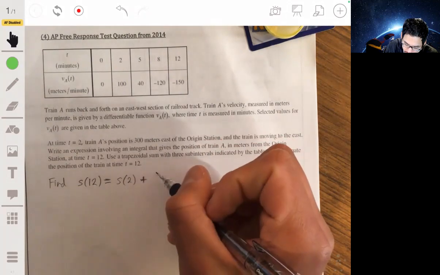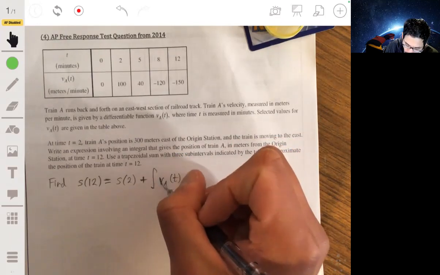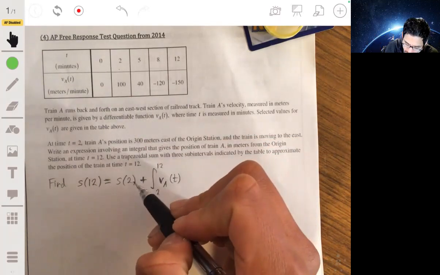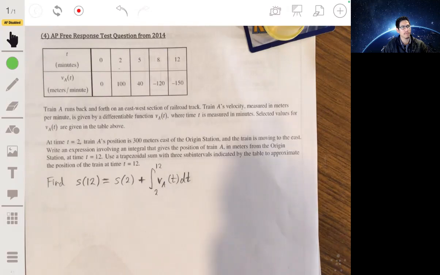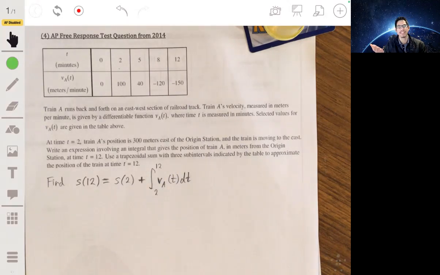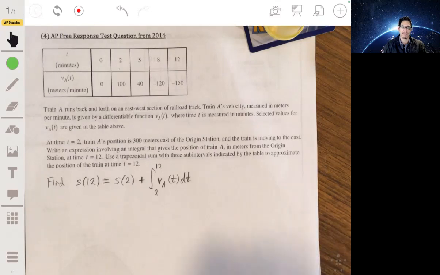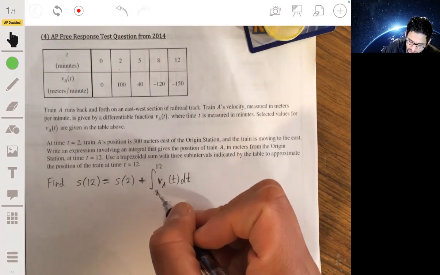We can find this by simply taking the integral of v sub A of t from 2 to 12, dt. You only go from 2 to 12 because we already have the position at time t equals 2. If you integrate the velocity function, that gives you the change in position, or the displacement, of an object, because the antiderivative of velocity is position and the derivative of position is velocity. So this will tell us how much the train was displaced from time t equals 2 to 12.